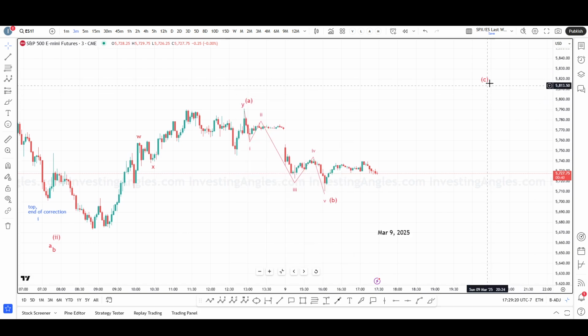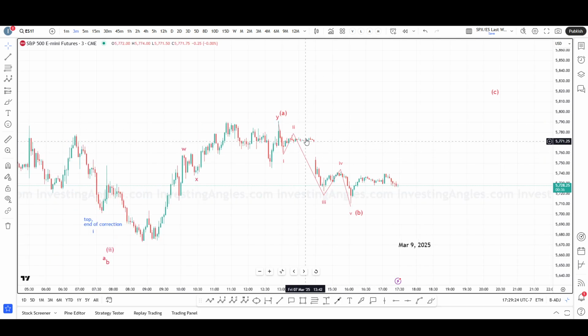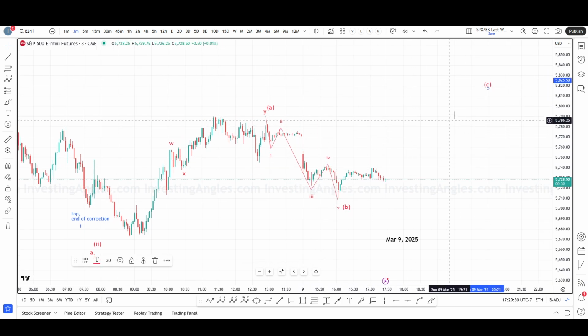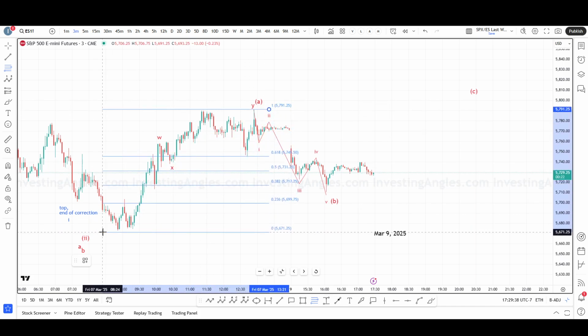So there are still doubts about both of these paths because of this gap. So it might be a corrective wave here, wave B, and if we see an impulse or a diagonal here, this would be wave C. So let's have a look and measure it from a Fibonacci perspective.